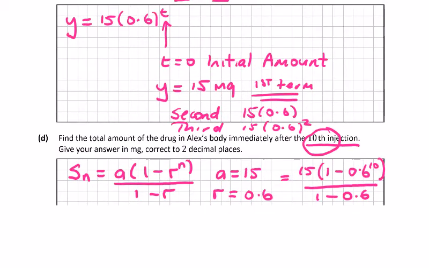This is giving me 37.273. Correct to 2 decimal places, 37.27 milligrams after 10 injections. Part D.